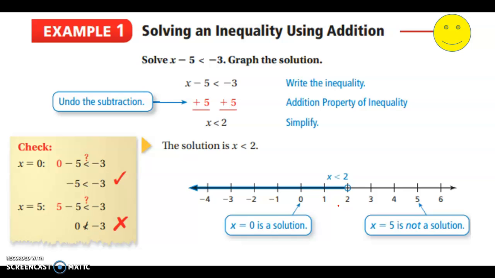So here's an example from the book. You notice they have x minus 5 less than negative 3. You want to get rid of the minus 5 by adding 5. So they get x is less than 2. Since x is less than 2, you put a circle at the 2. It's open, and less than goes to the left. So that's the example they have from the book. Go ahead and turn the page, and we're going to do a problem together.